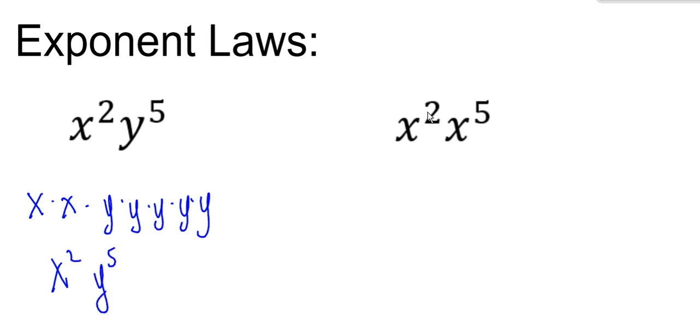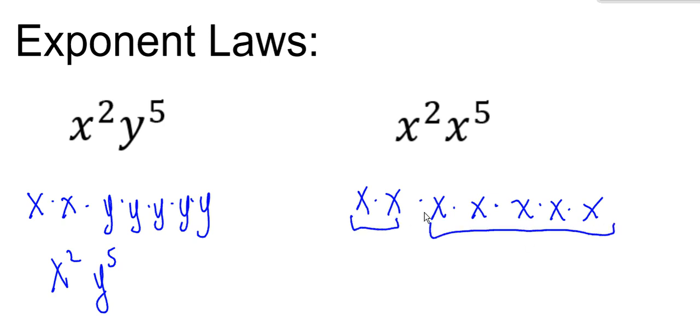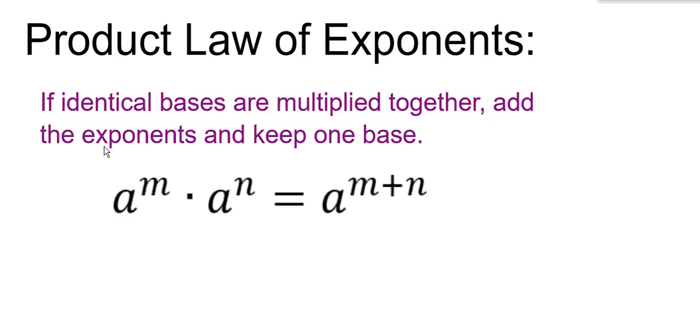Whereas here, if I have x squared times x to the 5, if I expand it, I have x times x times x times x times x times x times x. So I have x squared times x to the 5, and now there is a further simplification because what I have are 7 x's multiplied together, which is x to the 7. And so the exponent law there that we know is that if the bases are multiplied together, you add the exponents. So 2 plus 5, there's 7 x's. And so that's what the exponent law looks like. Feel free to pause here if you need it.